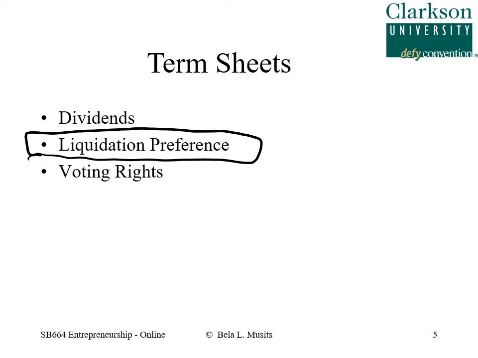So the next one here is voting rights. Those are really important as well. Voting rights tell you how things are going to get voted on. In preferred shares, sometimes preferred shares might get 2 votes for every share of common stock. So someone who owns preferred shares can vote 2 votes for every 1 vote that a common shareholder has.